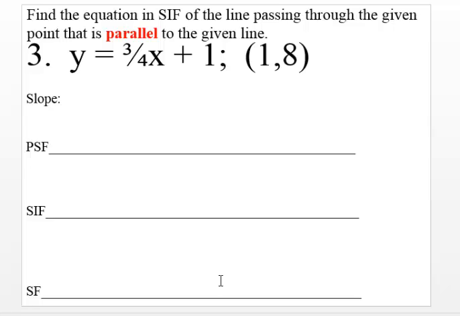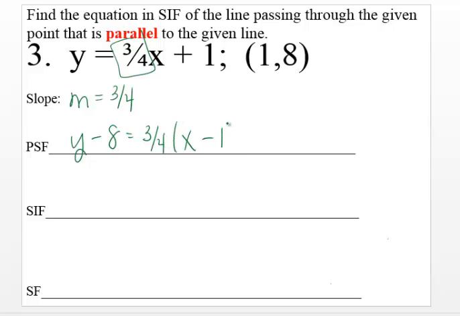Let's do one more example of this kind, only because now I'm asked to write it in standard form as well. So the slope of this line happens to be 3/4, easily picked out because it's in y equals mx plus b form. That allows me to write it in point slope form. Y minus 8 equals my slope 3/4 times x minus my x coordinate of 1. So there's my point slope form.